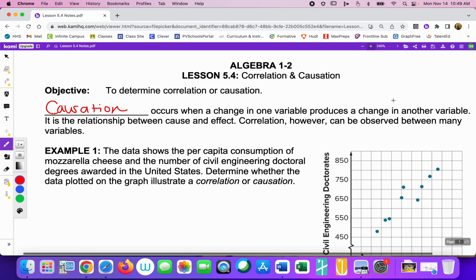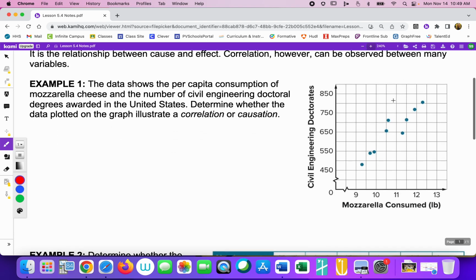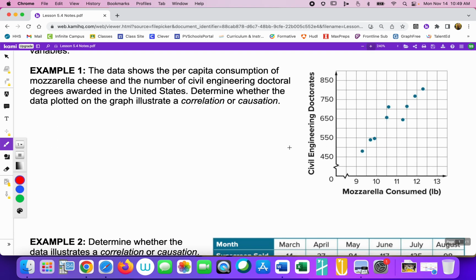Okay. So correlation versus causation. The data in this scatter plot shows the per capita consumption of mozzarella cheese and the number of civil engineering doctoral degrees awarded in the United States. Determine whether the data plotted on the graph illustrate a correlation or causation. Do you see a correlation in the scatter plot? Yeah. What type? Positive. Okay. So there is a positive correlation.